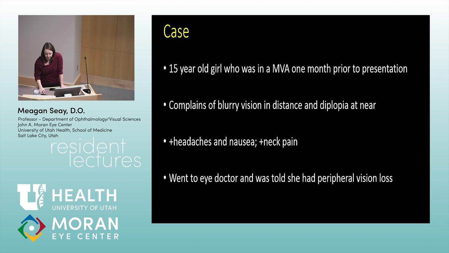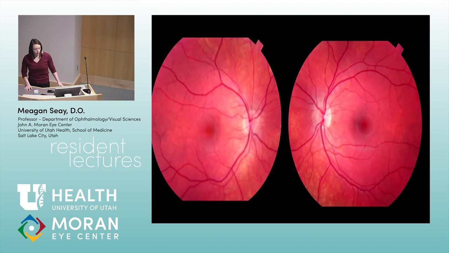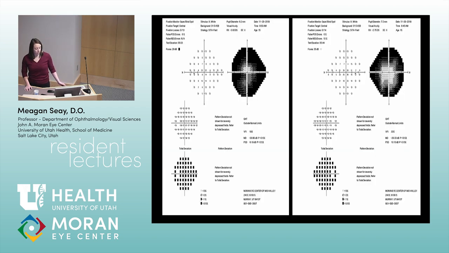Is that a minor car accident? Is that normal, or is that surprising? I mean, you wouldn't really expect a minor car accident to cause peripheral vision loss. Maybe if there was head trauma, there'd be optic neuropathies, but there wasn't really any head trauma. So vision's 20/20, color is full, pupils are normal, eye movements are normal. She had some convergence insufficiency, consistent with post-concussion syndrome. These were her fundus photos, which are normal. These are her visual fields.